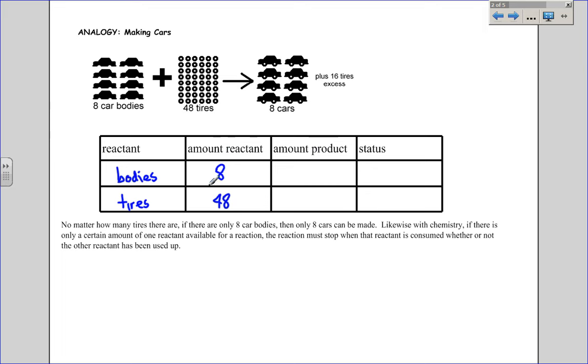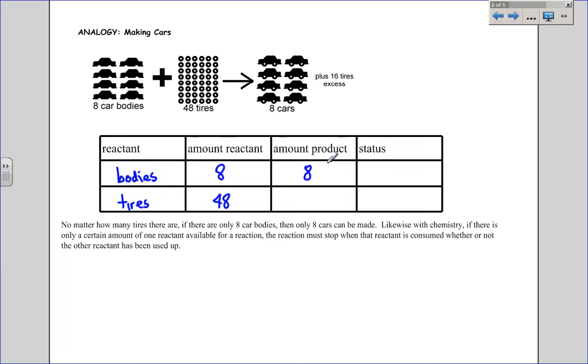So essentially what we need to do is look at these row by row. So we need to think about the scenario. If all I was given was that I had 8 car bodies, how many cars could I make? The ratio here is 1 to 1. For every body that I have, I can make 1 car. So in this case, I could make 8 cars.